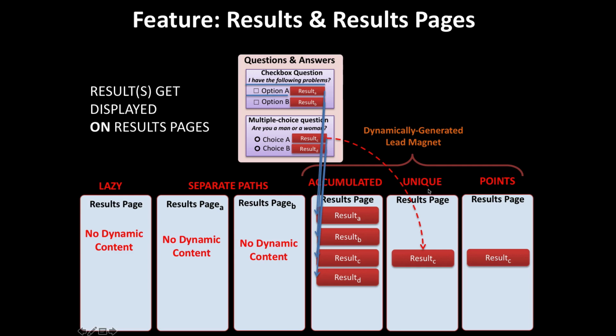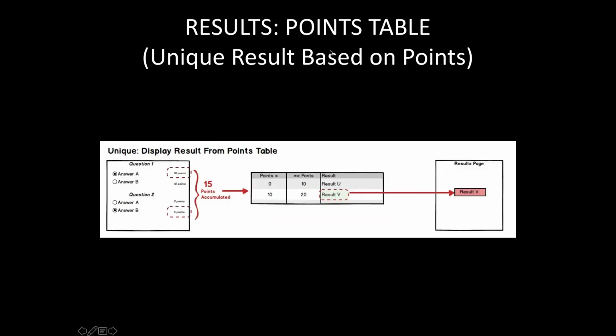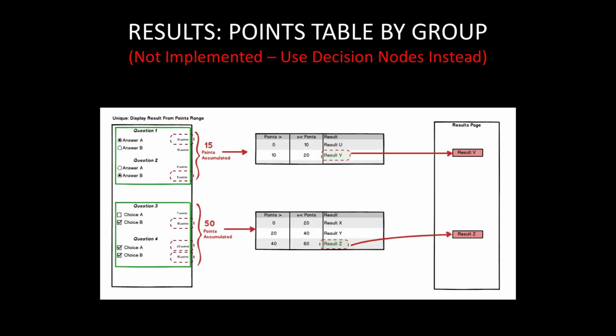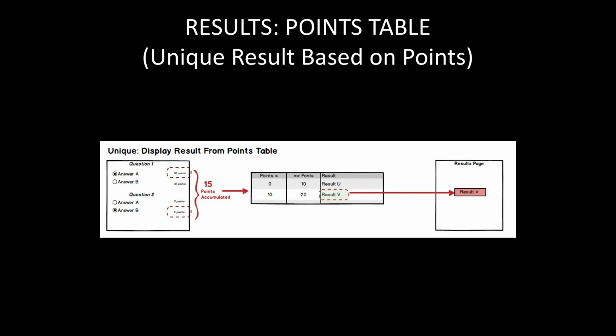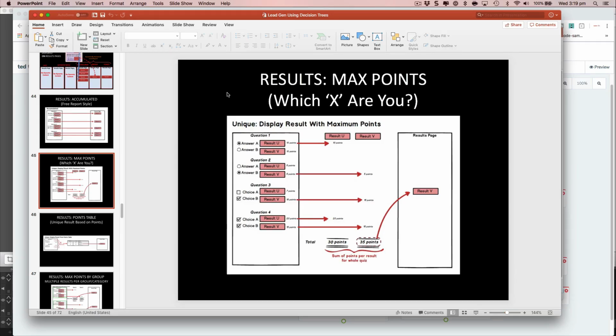Now I'm going to go through and show you the unique one, and then we'll go through the points. So that's accumulated. Just to show you, like a free report style, any result that I associate against an answer will automatically be shown on the page based on the answers that I select. So that's the accumulated method. The next one is going to go through and show you unique. Not sure why that's not showing up there.